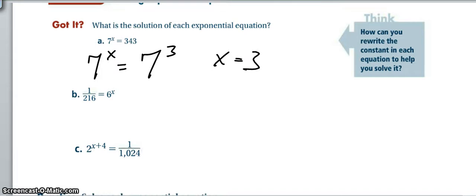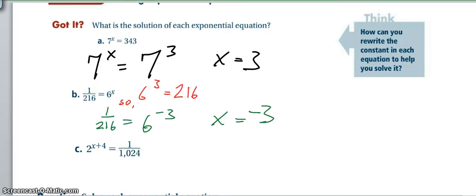For b, remember that negative exponents will flip our base. So we're really thinking for what exponent would turn 6 into 216, and then we'll just use that exponent negative. So think about that, try to figure this out. Alright, so actually it comes out that 6 to the third power is 216. So that then tells me that 6 to the negative third would be our 1 over 216. So that leaves me with x being equal to negative 3.